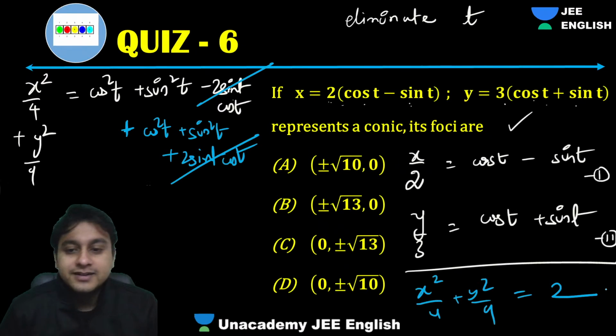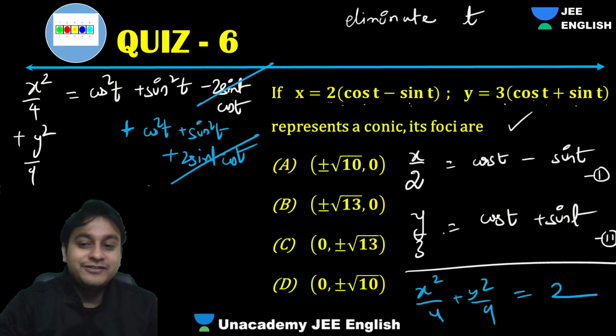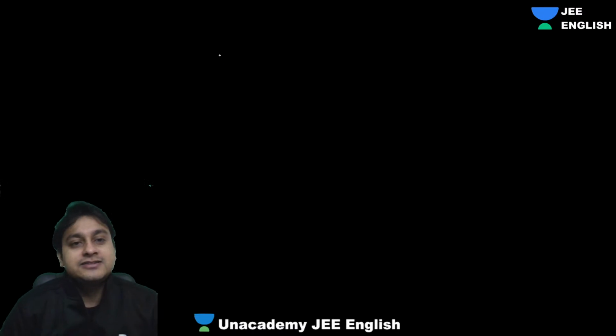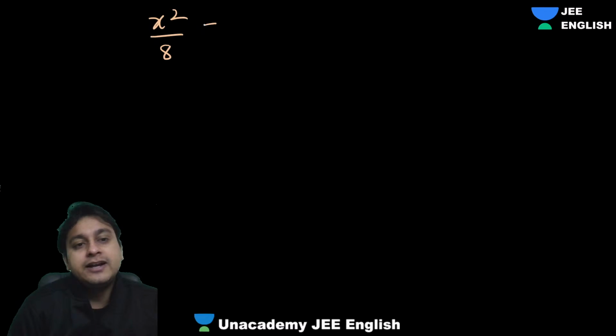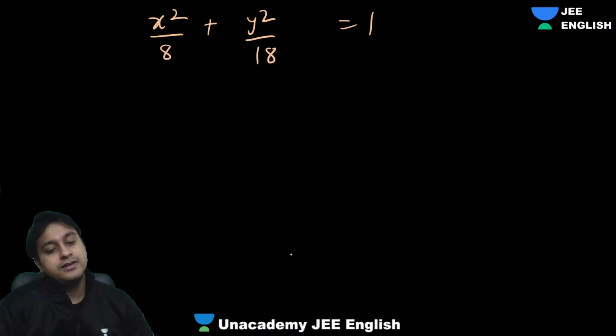Right? This is not the job done right now. We have to bring the 2 down. When we bring the 2 down, then only you'll get 1 on the RHS. And that is your equation. Yes. So our equation is, guys, x square by 8 plus y square by 18 equals 1. Right?